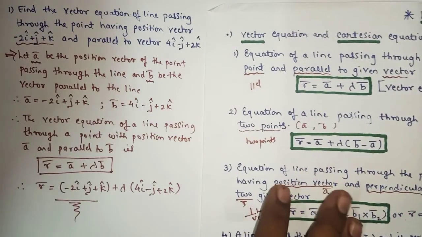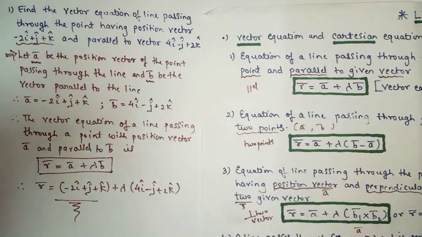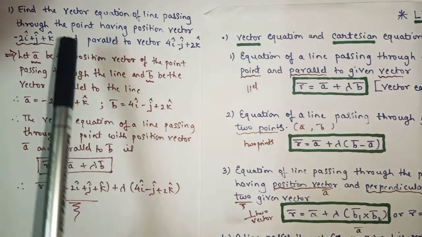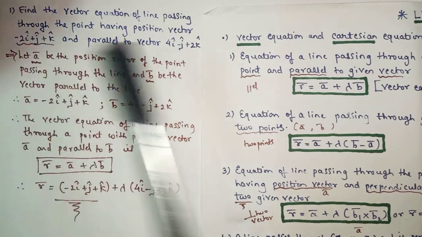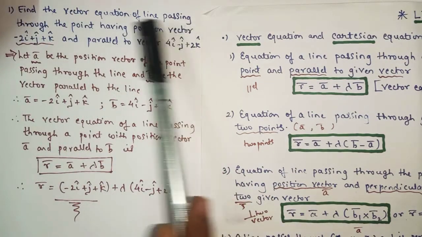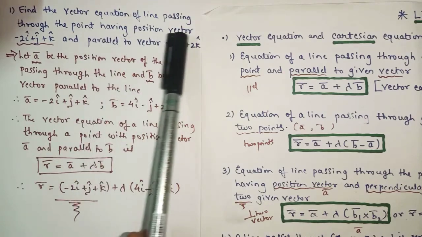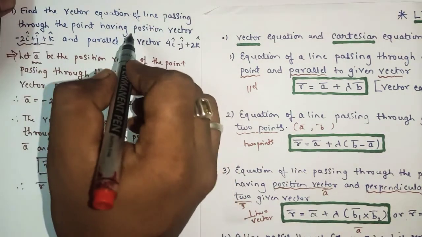Right now we had applied the first and the second formula. Once again I will explain the sum. As in the first question it says to find the vector equation of line passing through the point having the position vector. So position vector is known as what?